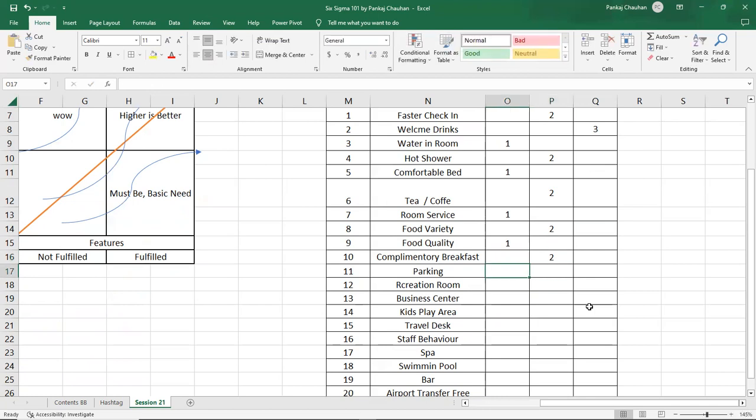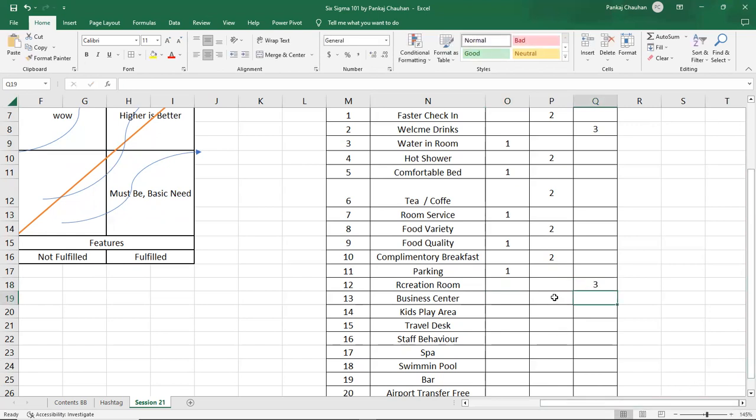Parking, kind of must-be, because people mostly travel by their own vehicle or maybe they are traveling by any other vehicle, at least for some point of time, you need the parking. Recreation room, if it is not there, customer won't mind. If it is there, customer will be happy. Or sometimes you have many other things like Xbox, pool table and all, customer will be super happy. So I'll categorize this into the wow category.